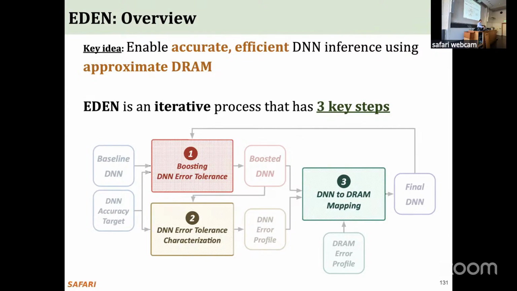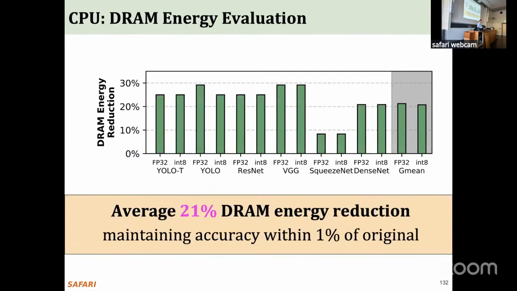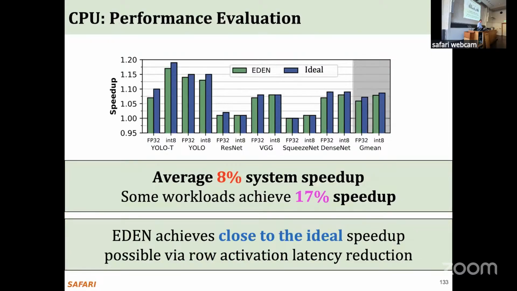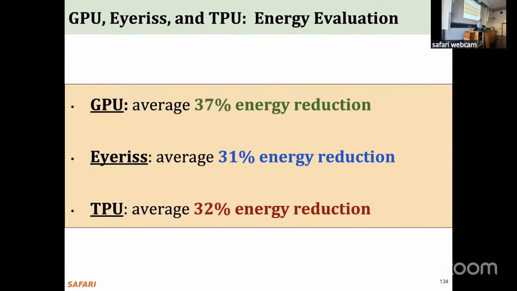This is not the first work to do this. There are many other works that look at that. So you can actually change the weights, etc., in the neural network to match the error profiles that you get. Okay. And in the end, you can actually get good energy reductions and performance improvements. You can read the paper for more detail. In the paper, we evaluate GPUs and also machine learning accelerators at the time, TPUs.